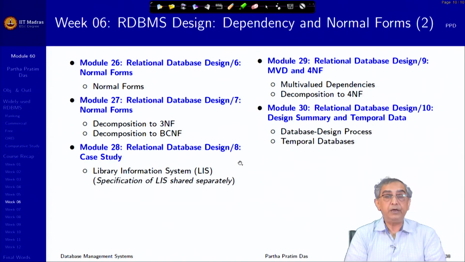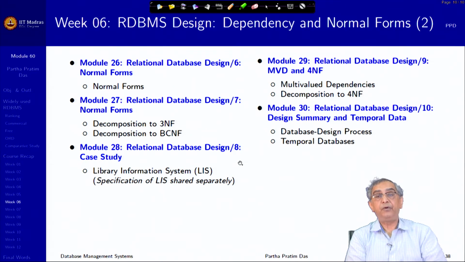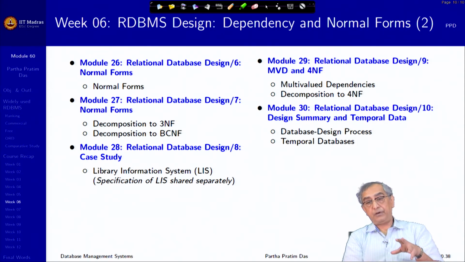And we carried on into the 6th week in terms of talking more about the normal forms, going to the second normal form, decomposition into third normal form, decomposition into Boyce-Codd normal form. Took an extensive example to illustrate the basic design refinement process using these normal forms and functional dependency constraints. And remember that along with this module 28, you will also need a specification document of the LIS, which will be shared separately.